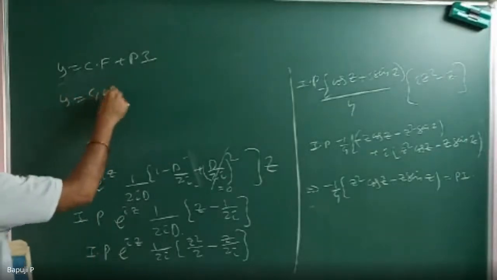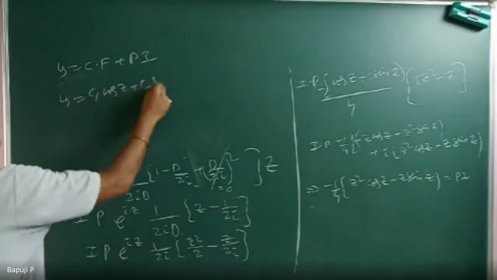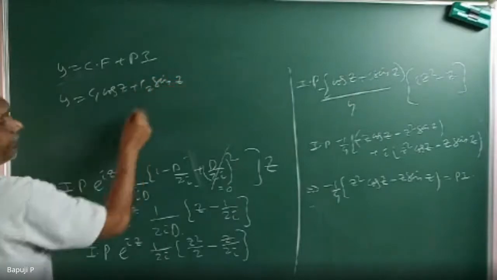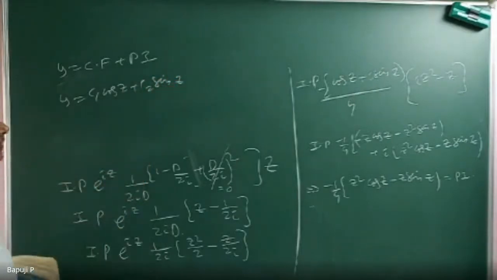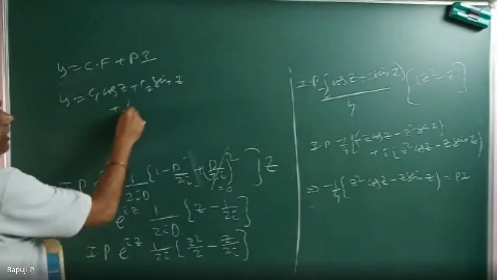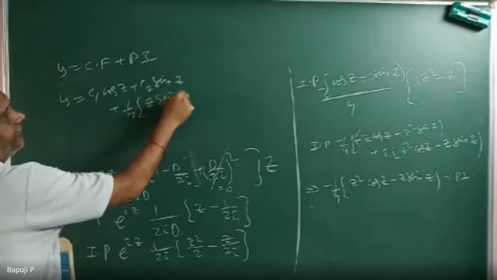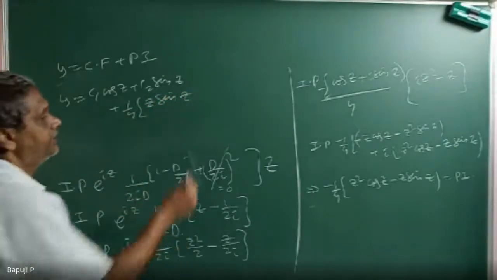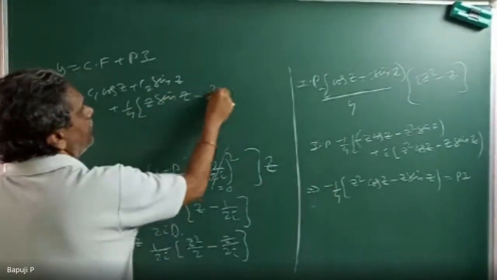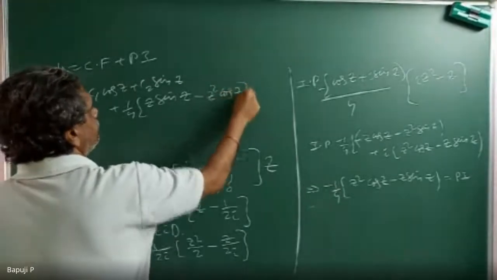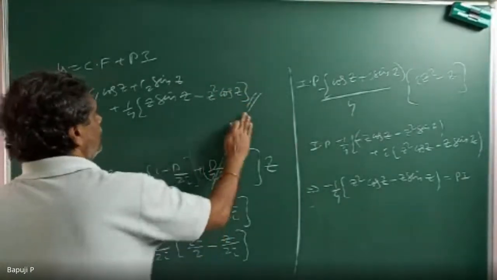So what's that? C1 cos z, C2 sin z, minus 1 by 4 also, minus also if you take inside, we get plus 1 by 4 z sin z minus z square cos z. No, still not complete, sorry.